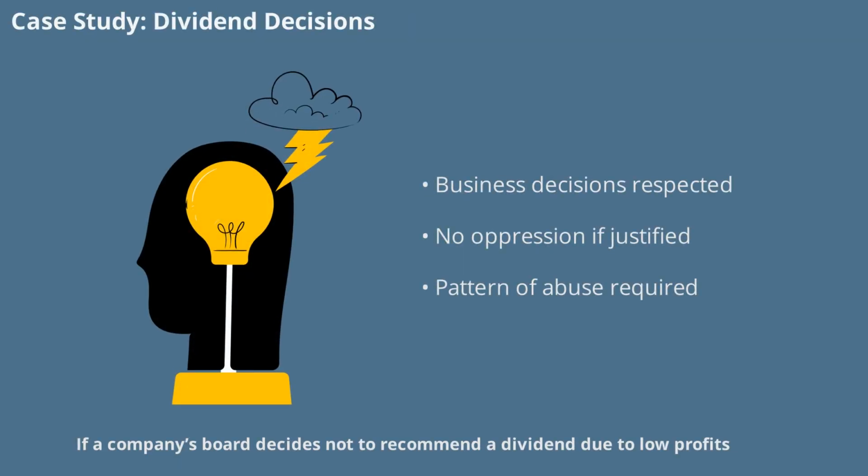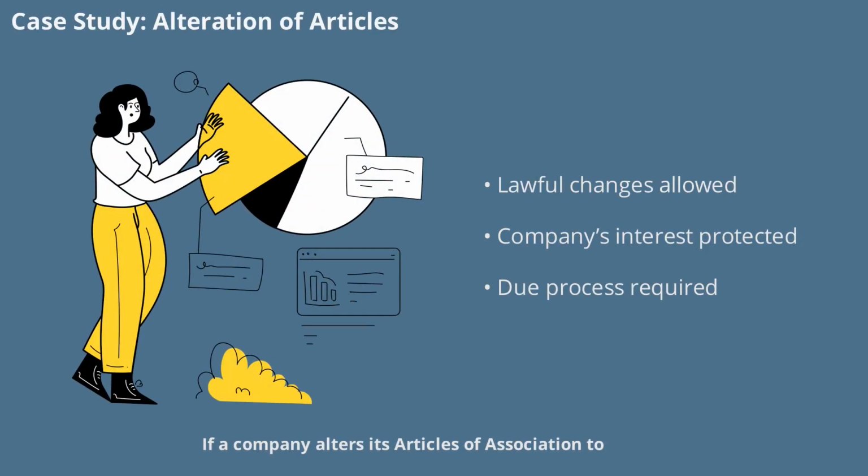If a company's board decides not to recommend a dividend due to low profits, this is not considered oppression or mismanagement if it's in the company's best interest. The tribunal recognizes that business decisions, even unpopular ones, are not grounds for legal action unless they form part of a larger pattern of abuse. If a company alters its articles of association to empower the board to transfer shares of competing shareholders and does so following due process, this is generally not considered oppression. The law protects the company's right to manage its affairs, provided changes are made lawfully and in the company's interest.